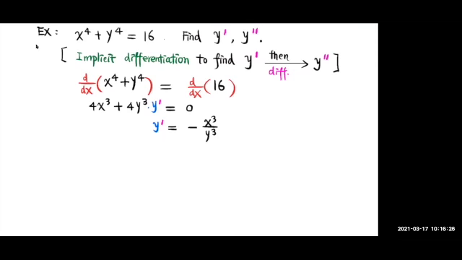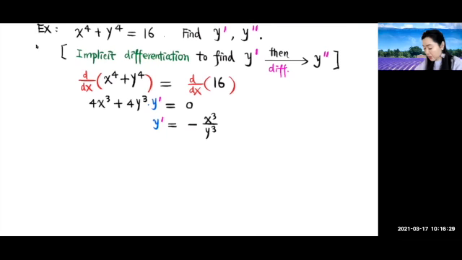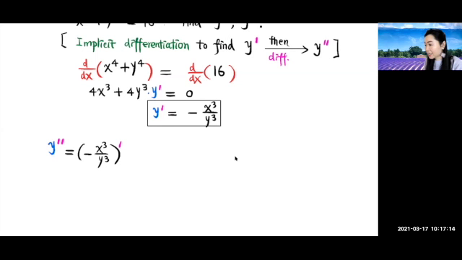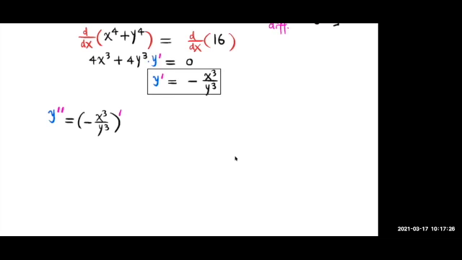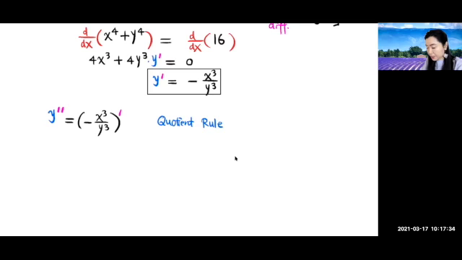So we found y prime. Now we're going to find y double prime. So how should we do it? We're going to differentiate both sides of this equation with respect to x again. To find the second derivative of y, we're going to differentiate this first derivative one more time. Now, what kind of rule do I need to use? Quotient rule, yes. So we're going to use the quotient rule first.